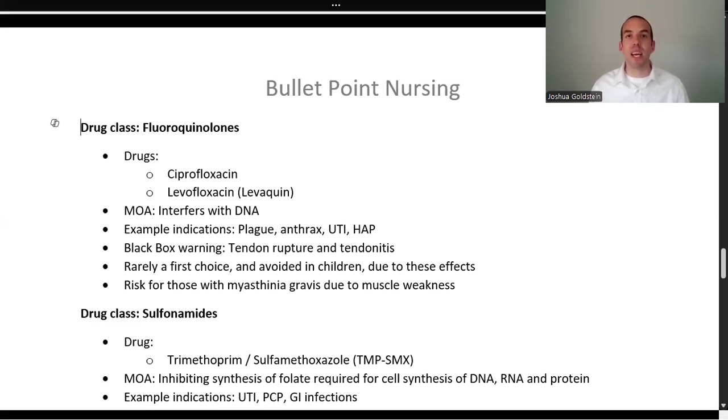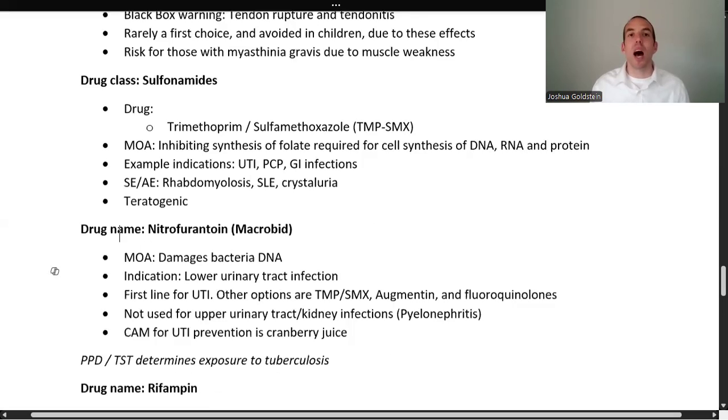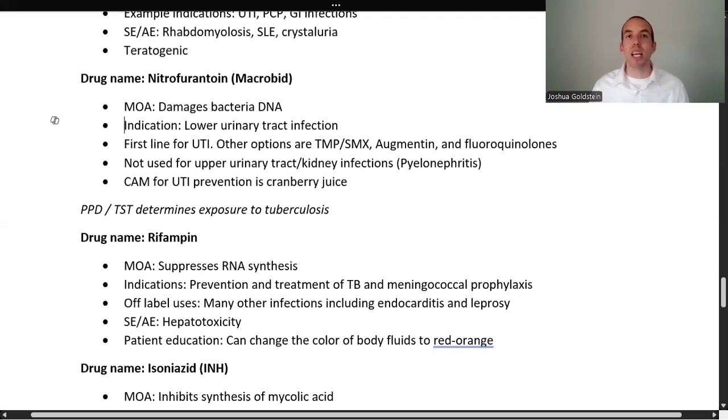What do we use this for? We can actually use this for a bunch of different things, for skin infections, for UTIs, for PCP pneumonia, for a lot of different things we use this. And in a lot of cases, this is our go-to drug. The side effects of this drug are rhabdomyolysis.